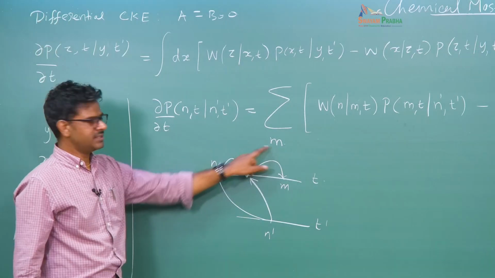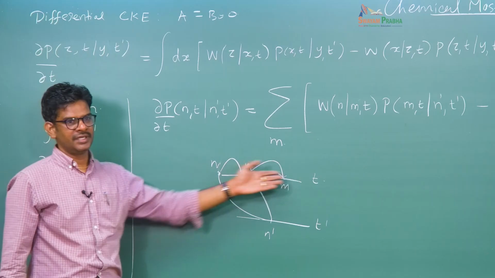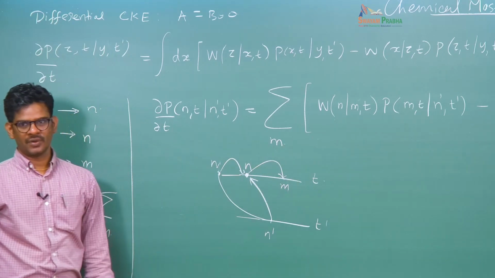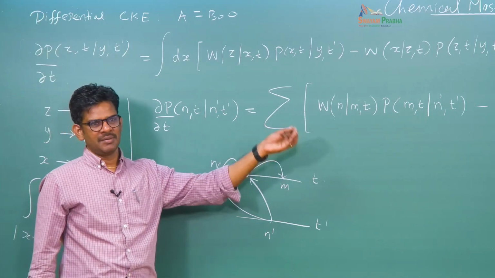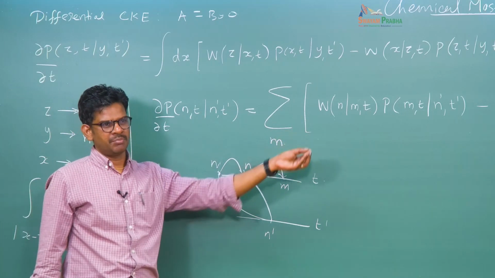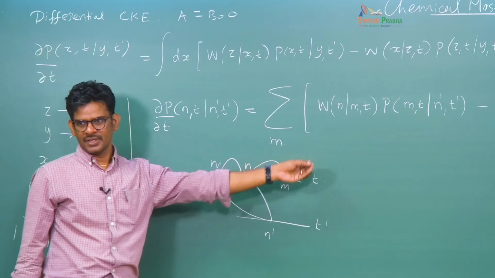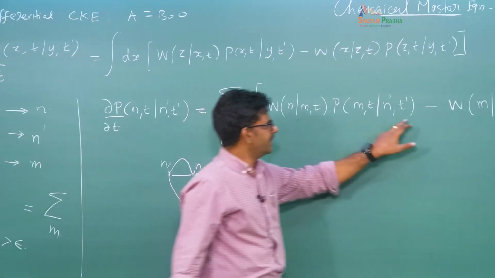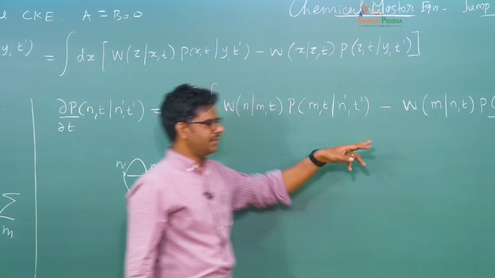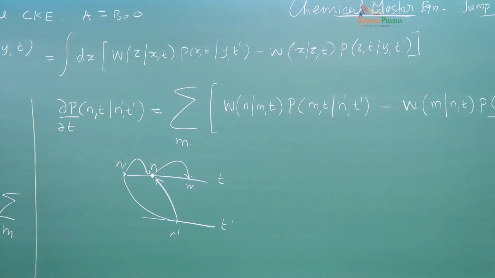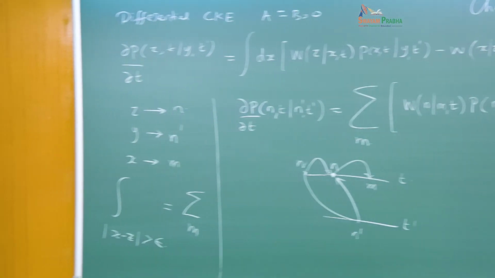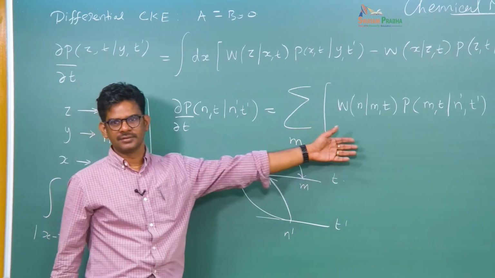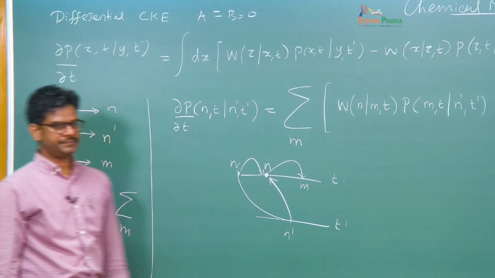This sum over m means there could be an infinite number of intermediate states over which the system can jump and then leave. Essentially this is writing a mass balance kind of equation, but here we are writing a probability balance. The notation may be a little confusing because we are denoting the condition variable and also the intermediate variable, but if you understand the physical aspect of this problem, then one can make sense of this equation.